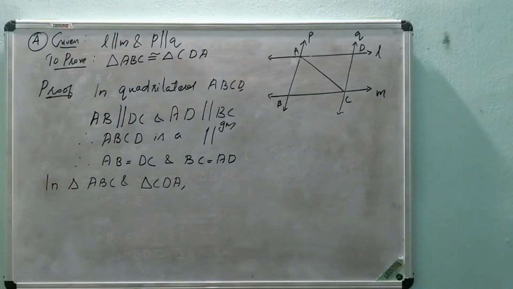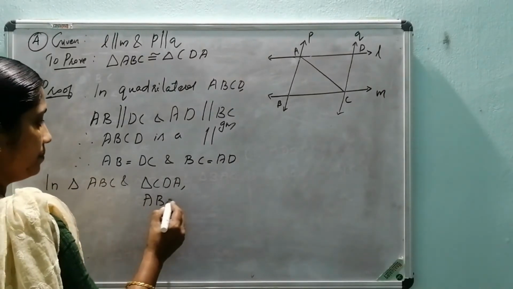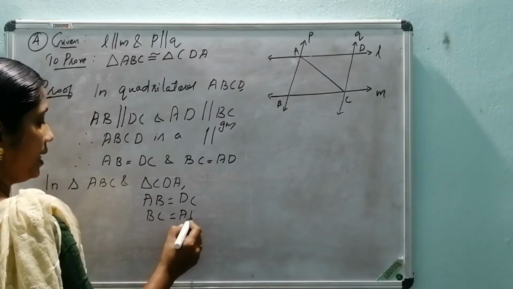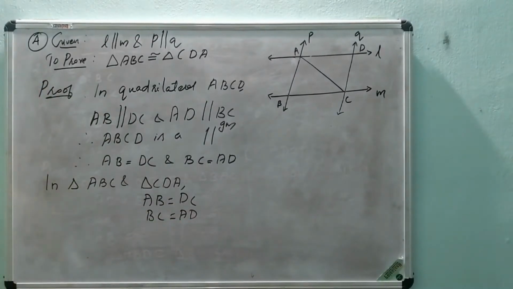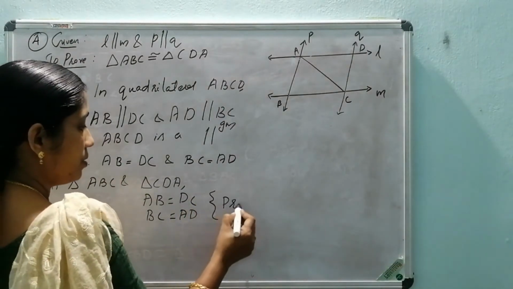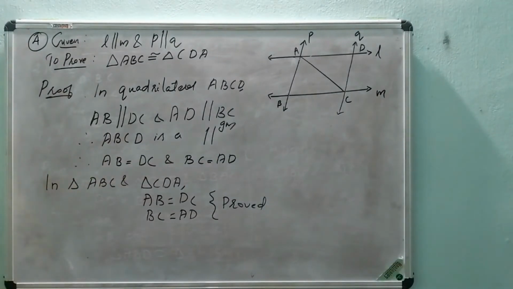We already proved that the two sides are equal. Thus we can write AB is equal to DC, BC is equal to AD. We have to write down the reason there. We have proved it, so we can write proved. Okay, AB is equal to DC and BC is equal to AD.